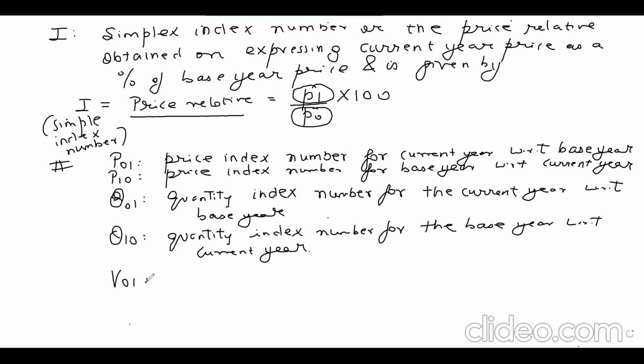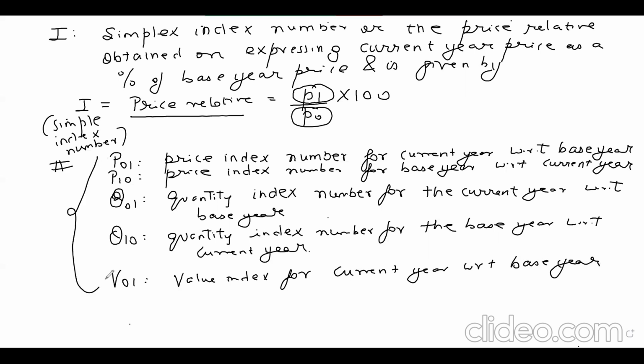V01 denotes the value index. This denotes the value index for the current year with respect to the base year. In the coming lectures, we are going to look at formulas for all these. V01, I'm repeating again, denotes the value index for the current year with respect to the base year.